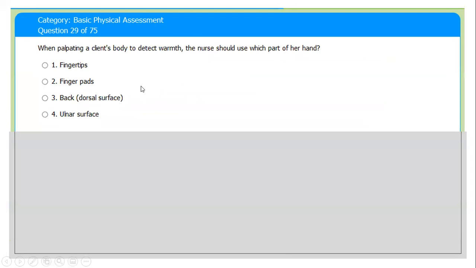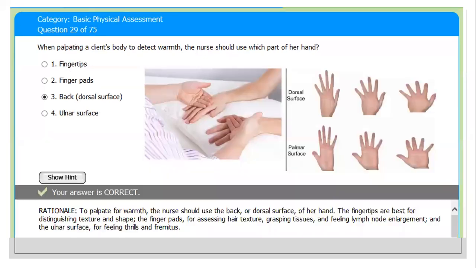Next question. When palpating a client's body to detect the temperature or warmth, the nurse should use which part of the hand, right? Fingertips, finger pad, dorsal surface, or ulnar surface? The correct answer is dorsal surface.